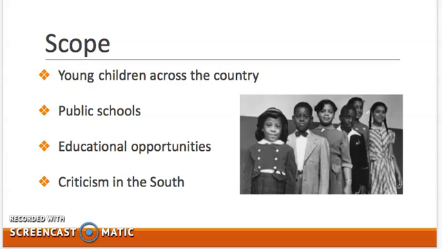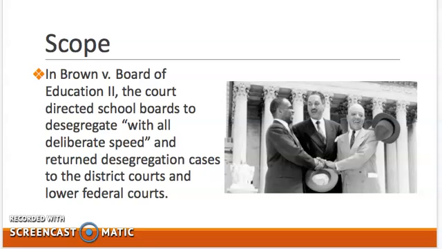And this actually created a lot of criticism in the South in the 1950s when it was determined by the Supreme Court, because there was still, and one could argue is still, a lot of racism that exists in that area of the country. Going on, in Brown versus Board of Education 2, the court directed school boards to desegregate, quote unquote, with all deliberate speed, and returned desegregation cases to the district courts and lower federal courts.